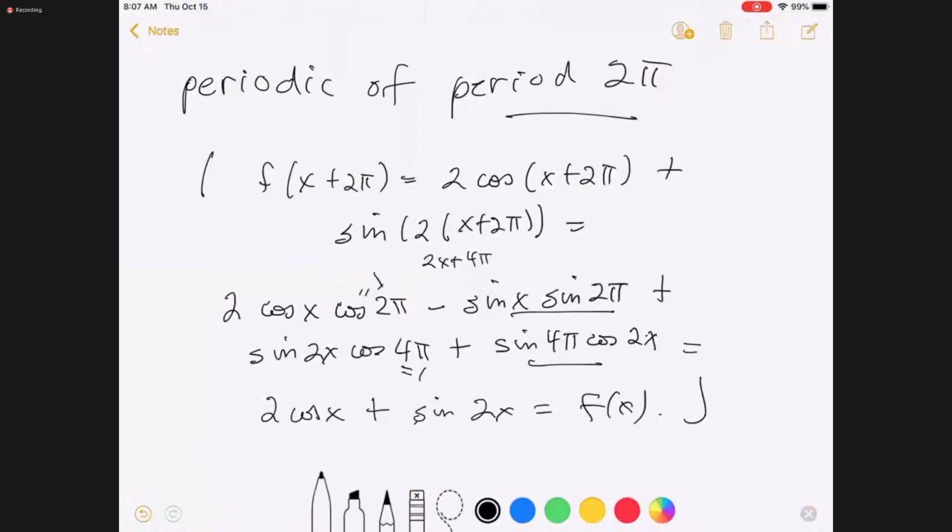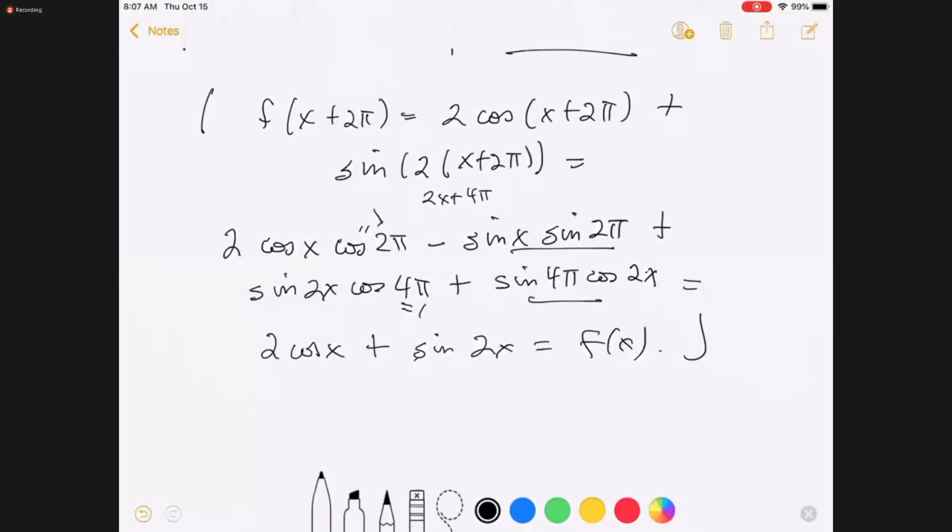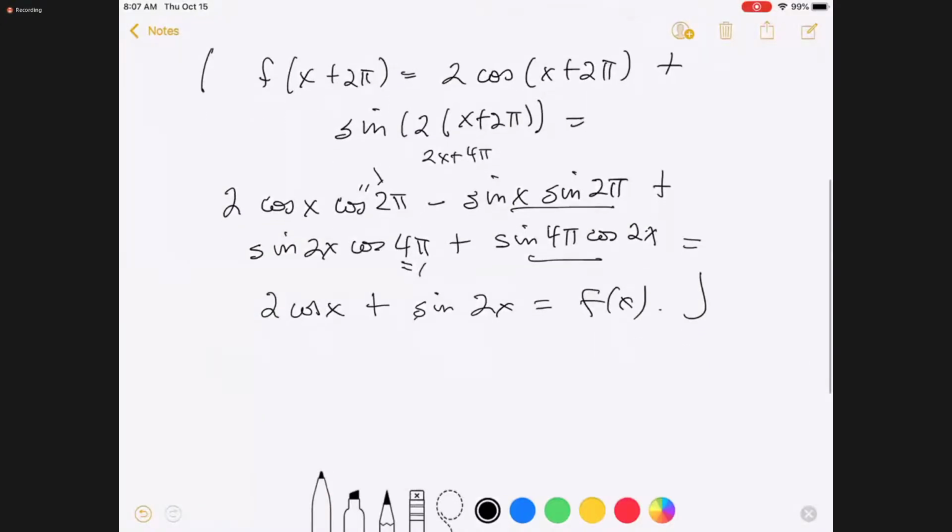And that means, for one thing, that I only need to figure out what happens on the interval from 0 to 2 pi. And I get my graph, and then I just translate, move it over 2 pi, move it back 2 pi, and so forth. Because the same thing is going to happen on every interval from 2n pi to 2n pi plus 2 pi.